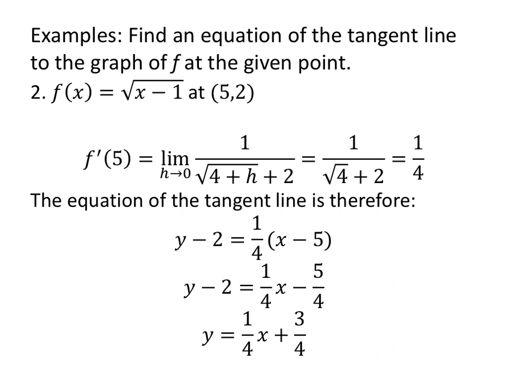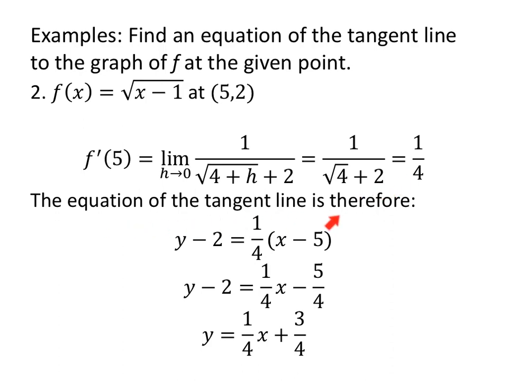So the derivative at 5 is the limit as h approaches 0 of 1 over the square root of 4 plus h plus 2. When h goes to 0, this will be the square root of 4 plus 2. The square root of 4 is 4. Ha! No, it's not. The square root of 4 is 2. 2 plus 2 makes 4 in the denominator. The slope of the tangent line at this point is 1/4.